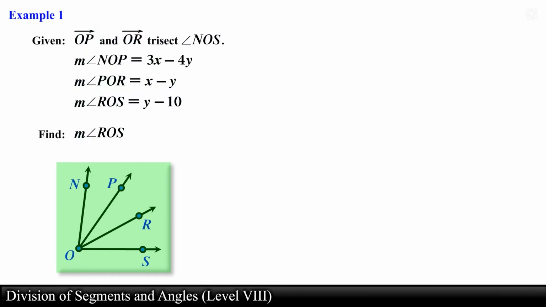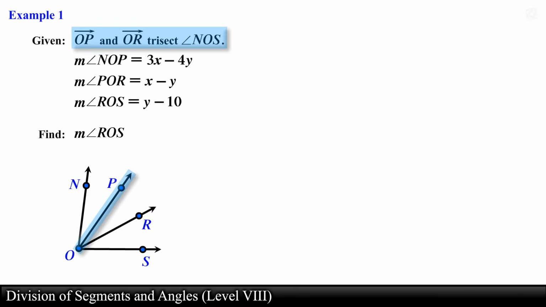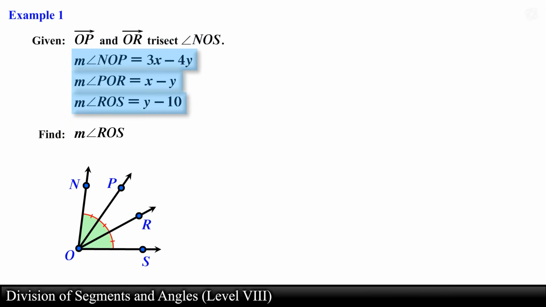Let's start the problem by labeling the diagram with the given information. We know that ray OP and ray OR trisect angle NOS. This means that angle NOP, angle POR, and angle ROS are all congruent to one another. So let's draw a single arc mark for each of these angles. We are also given an algebraic expression in terms of x and y for these same angles, so let's mark them in the diagram.